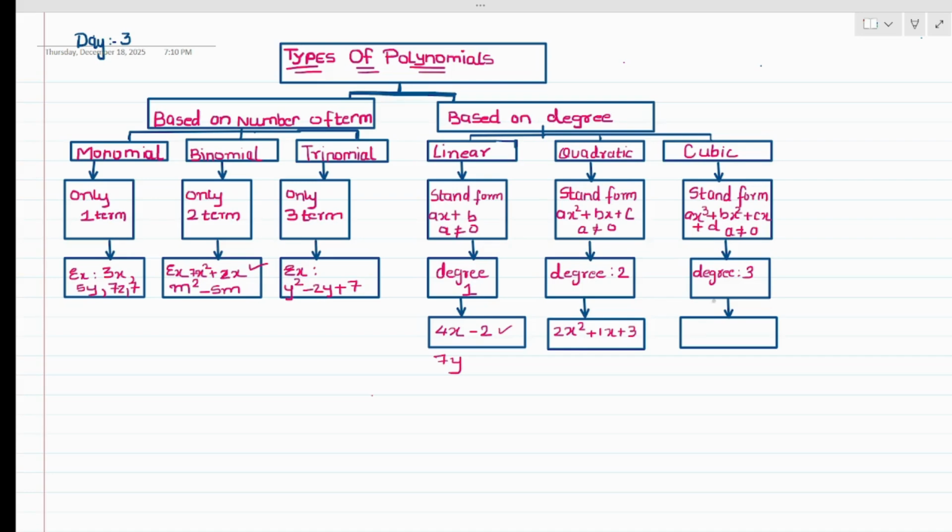And for the third one, I'm taking the example m cube plus 4x. So as you can see over here, there are degrees 3 and 1, but the largest degree is 3. That means this is considered as a cubic polynomial. I hope you understood on which the types of polynomials are based and how they are classified.